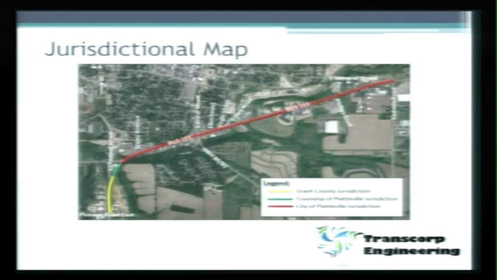Here is a jurisdictional map just kind of showing who has jurisdiction over which sections of this segment. In the yellow on the bottom left is Grant County. In the green just above that is the Township of Platteville. And in red is the City of Platteville.